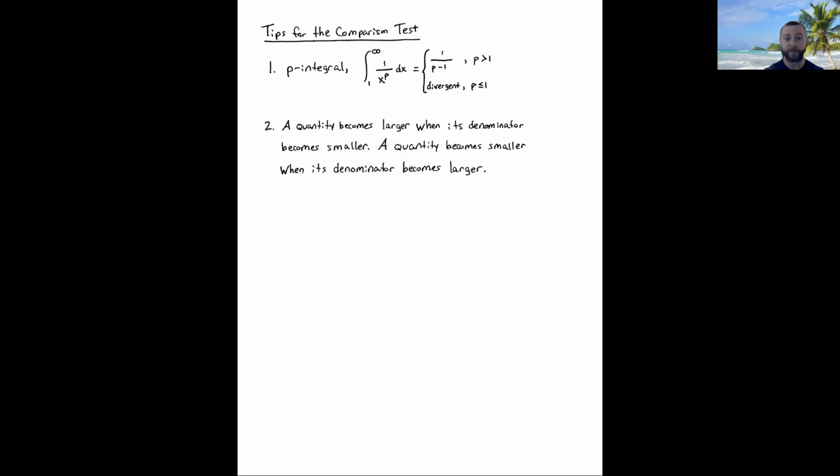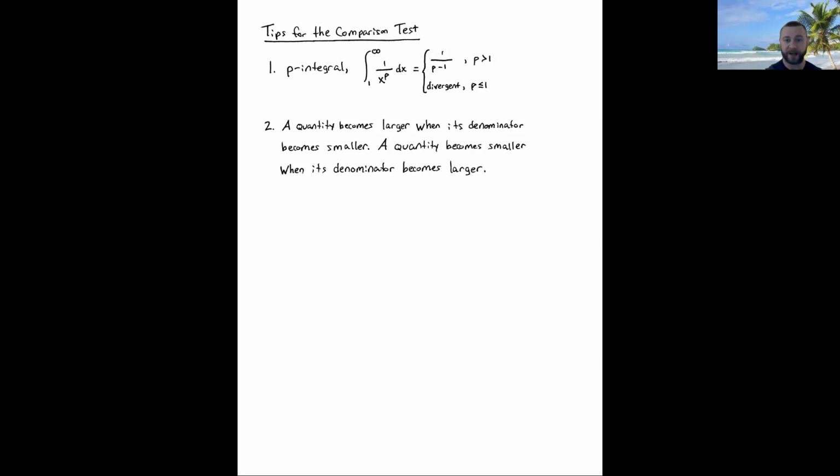All right, a second way to come up with functions to do the comparison with, think back to those examples from the previous page. A lot of those functions contained fractions. So let's think about how to make fractions bigger or smaller. One way to make a quantity or fraction bigger is to make its denominator smaller. An inverse result to that is we can make a quantity or fraction smaller by making the denominator larger.